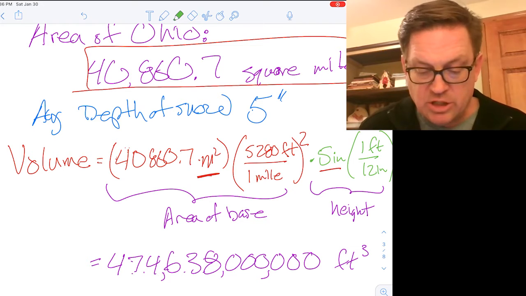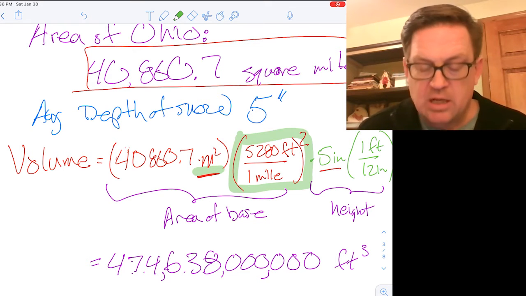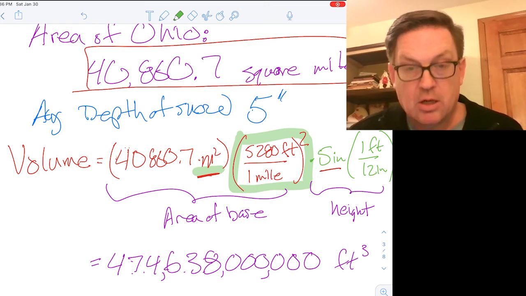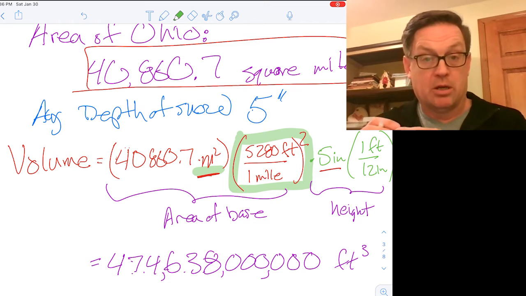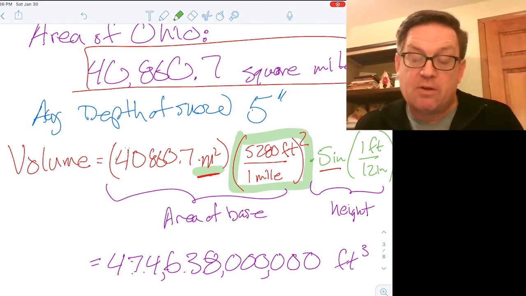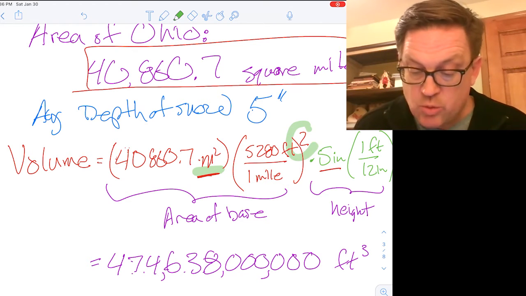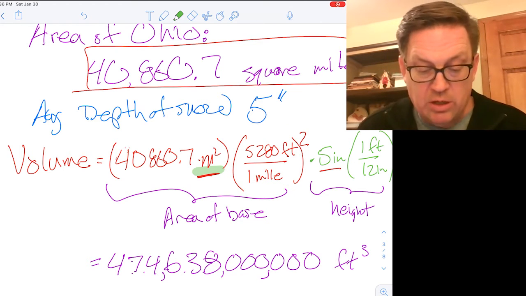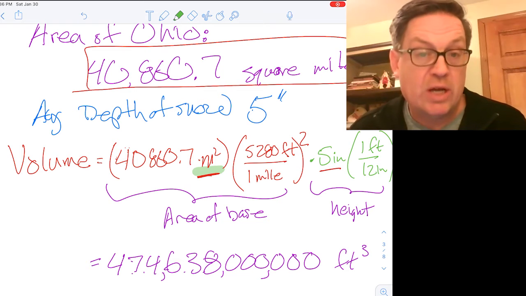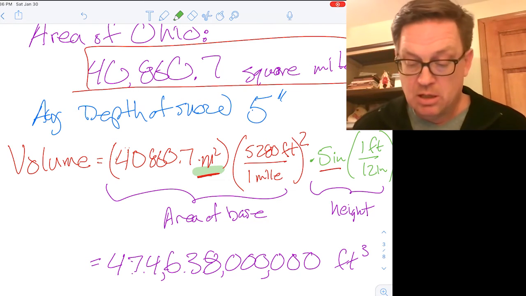Well, I can change square miles. In 1 mile, there's 5,280 feet. But I have to do that squared because there's 5,280 feet on the length and 5,280 feet on the width. So in the area, I've got to square that. So 40,860 times 5,280 squared will give me my area of the base in square feet.